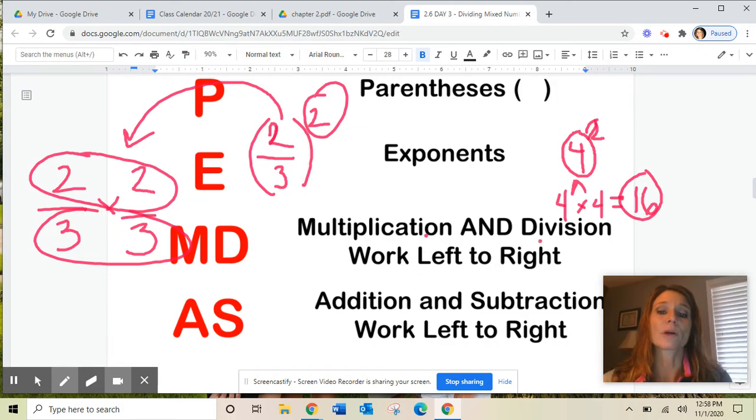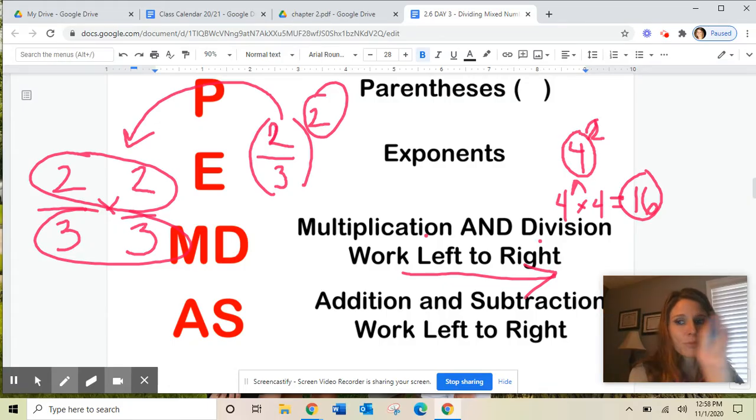Multiplication and division, we work left to right. So any problem that is lefter than the other, we solve that one first, and then we move across our page that way. We know that if we're dividing, we've got that extra reciprocal step to worry about. So take your time on that.